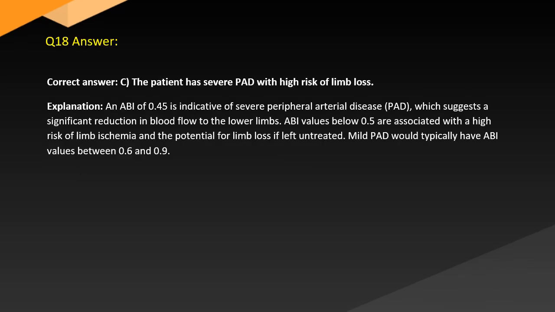Answer. Correct answer: C. The patient has severe PAD with high risk of limb loss. Explanation. An ABI of 0.45 is indicative of severe peripheral arterial disease (PAD), which suggests a significant reduction in blood flow to the lower limbs. ABI values below 0.5 are associated with a high risk of limb ischemia and the potential for limb loss if left untreated. Mild PAD would typically have ABI values between 0.6 and 0.9.